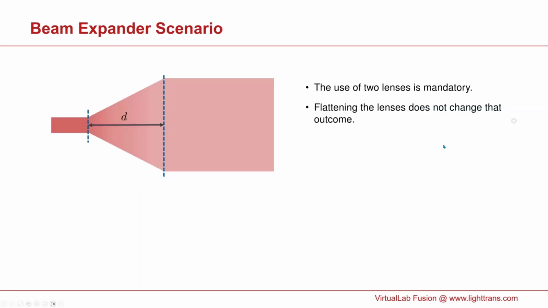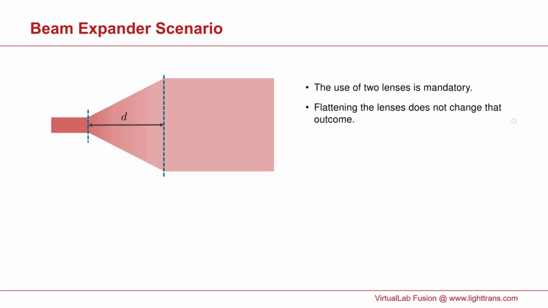To gain further insight, let's consider the design of a beam expander. In this case, an initial lens is necessary to transform the incoming planar phase into either a converging or diverging spherical phase. Here the diverging case is demonstrated. A second lens is utilized to collimate the incoming light. Thus the use of two lenses is mandatory. Again, flattening the lens does not change that outcome.